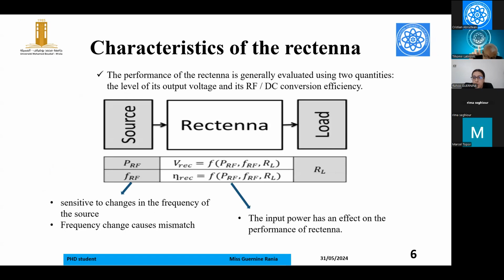To evaluate the performance of this device, we must evaluate two quantities. The first one is the DC voltage level, and the second one is the RF-DC conversion efficiency. These two quantities are dependent on the input power level and sensitive to frequency change. It means that when we have different input power, and when we have a frequency change, we get mismatching and an increase or decrease in the efficiency.